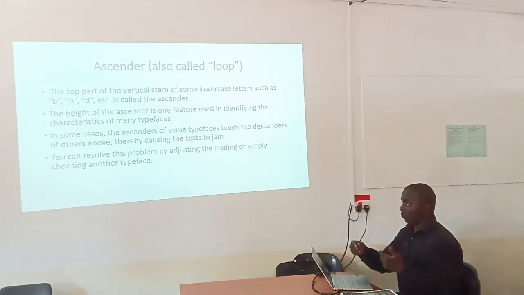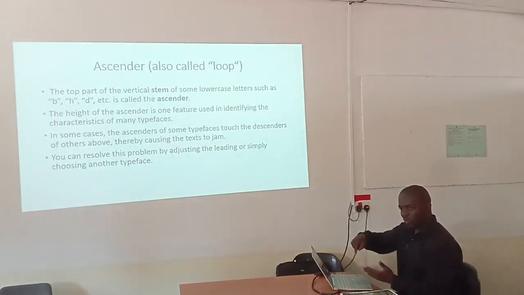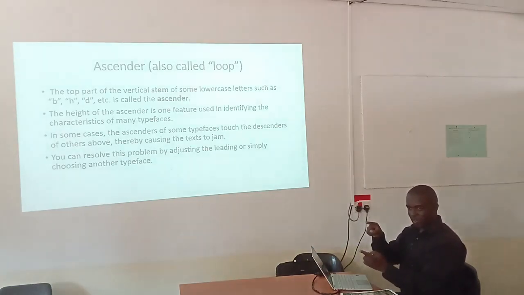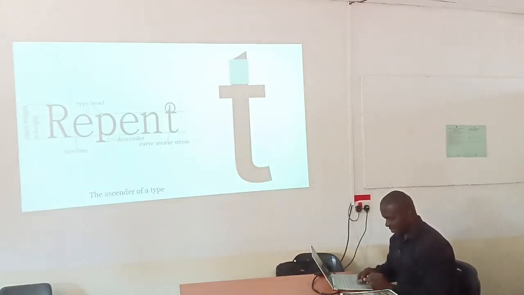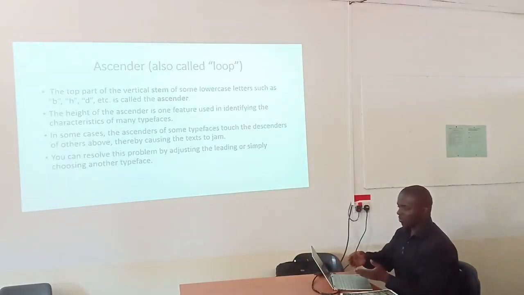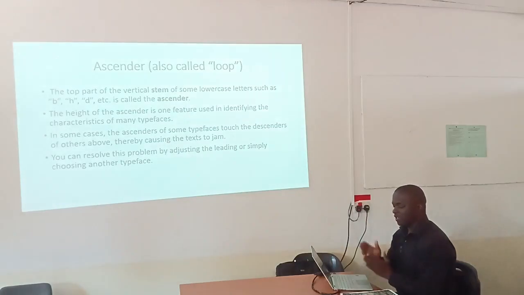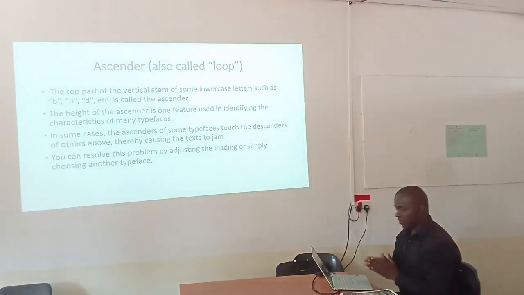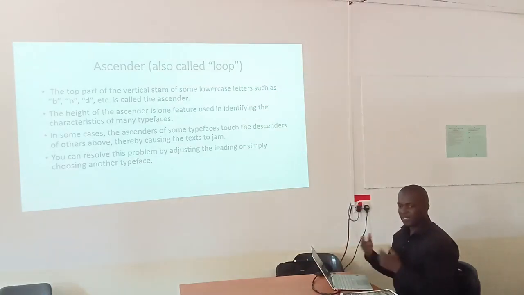Since we together saw where the loop is, here it cannot make sense to say the ascender is a loop, because in no way does it make sense to be a loop. The loop is supposed to go round, right? So the ascender is just going up. That's why I say this part is just the ascender. We say this is a stem. The vertical stem of some lowercase letters such as B, H, D, and others like that, is the ascender we are talking about.